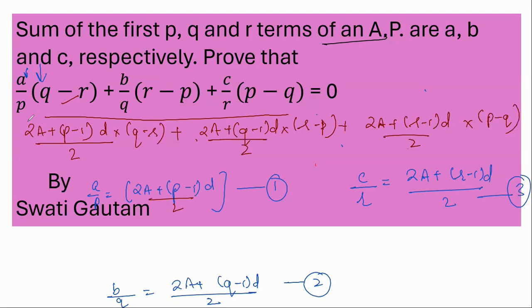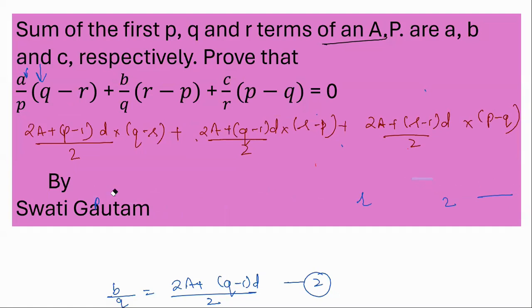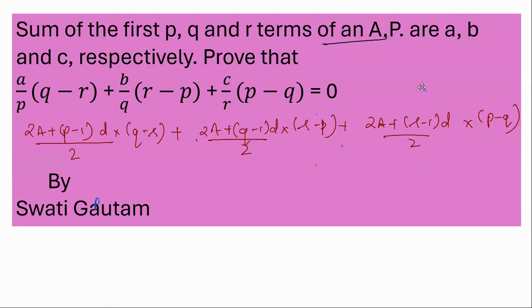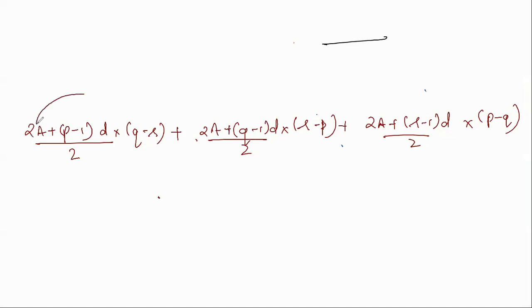Okay, now we will just solve this part only. Nothing else we have to do, we just have to solve this part. So when I open the bracket, 2a multiplied with q, and 2a multiplied with r. 2a multiplied with q is 2aq by 2, because 2 is the whole term. Then 2a with r is minus 2ar over 2.